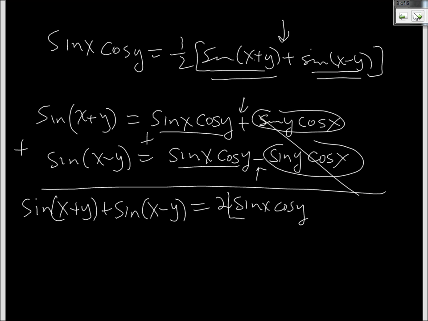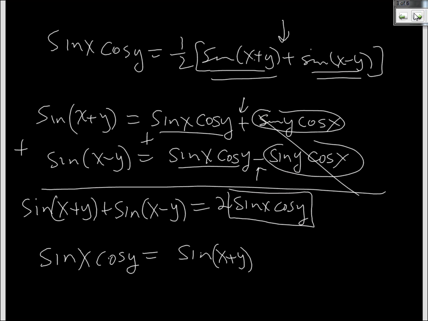And then solving for this gives me sine x cosine y, dividing the right side by 2. So now I have to divide the other side, which I'm writing now, by 2. But an alternative to dividing by 2 is multiplying by the reciprocal. There's your result.